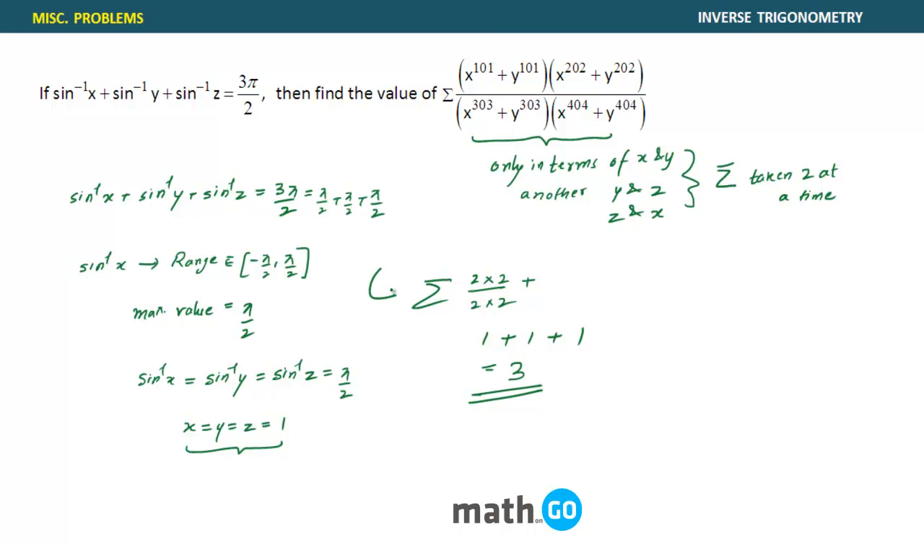So for the summation, how many terms will you have? 3 terms, right? Which contain which pairs? The xy pair, the yz pair, and the zx pair. All of them will return 1. The answer is nothing but 3.